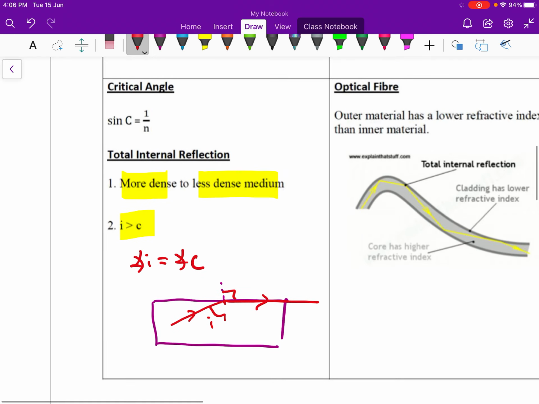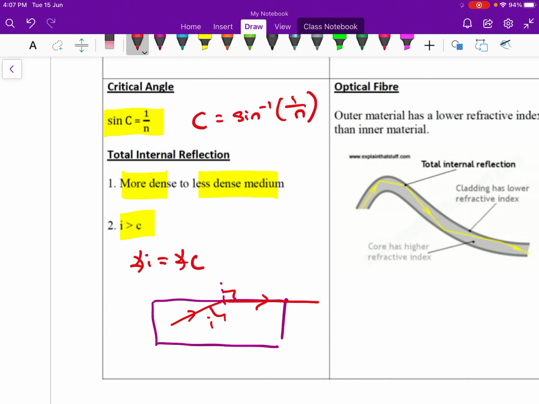And for the critical angle, we can calculate the critical angle for every different medium. Glass has its own critical angle, water has its own critical angle, oil has its own critical angle also. The formula is sin C equals 1 over n. So you want to find your C, which is the critical angle. Please do not mix up this C and the speed of light. This C is the critical angle. So C is equal to sine inverse of 1 over n.